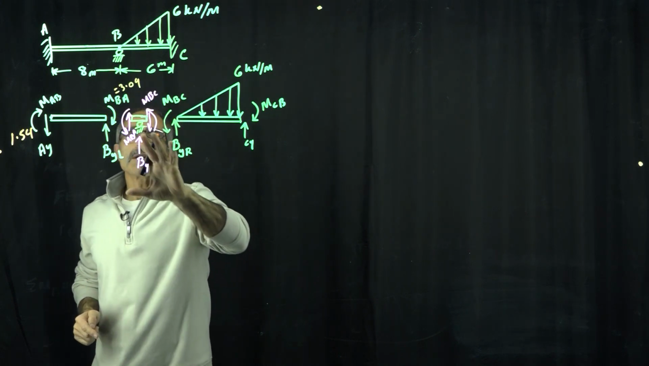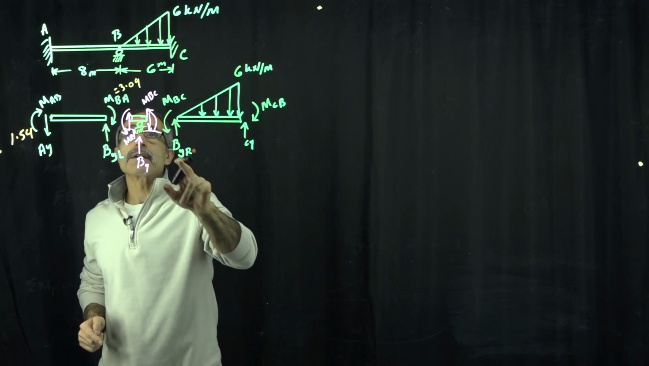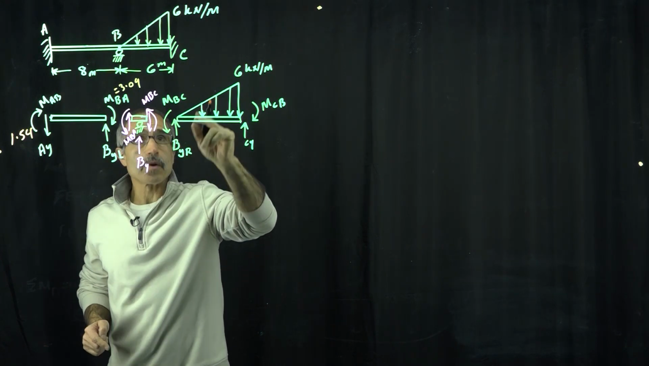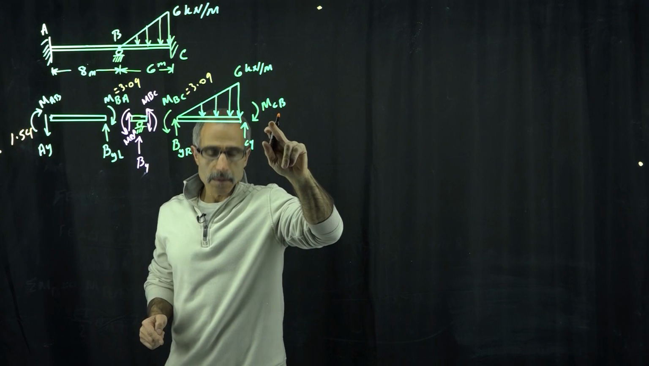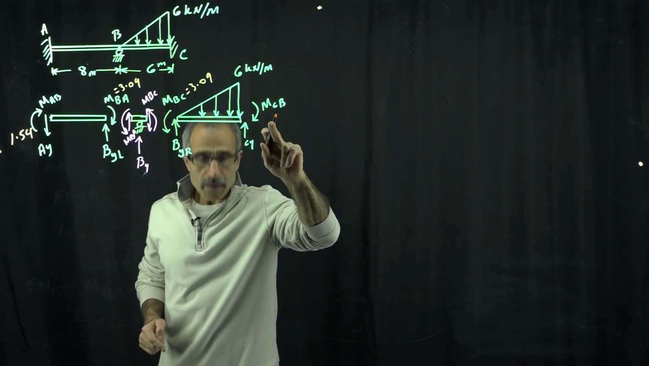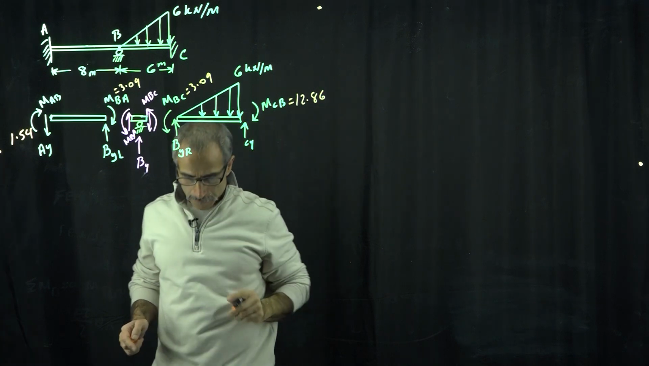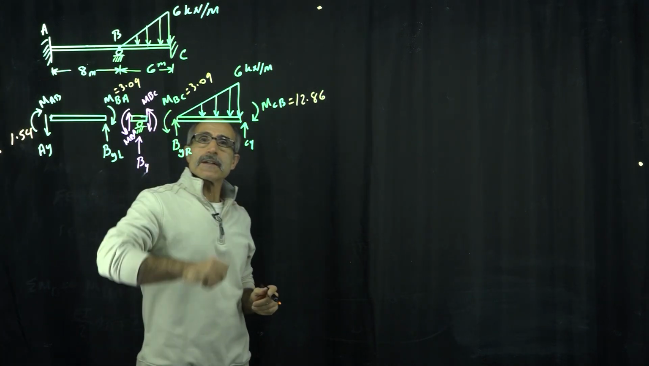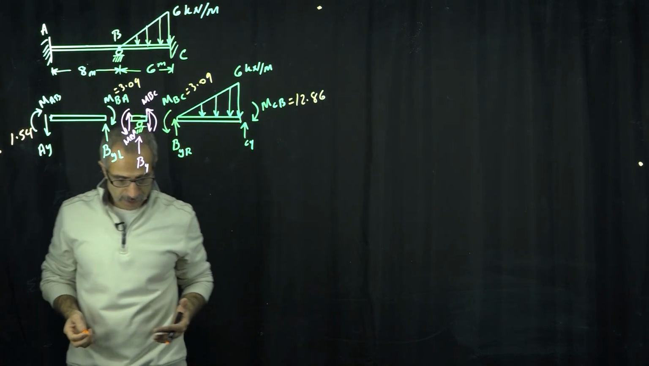And this is BY left, and this is BY right. So for BY, we're going to calculate. MBC came out to be 3.09, and MCB came out to 12.86. Okay, now we have that. Let's calculate the reaction forces, and once we have that, we can go ahead and do the shear moment diagram.